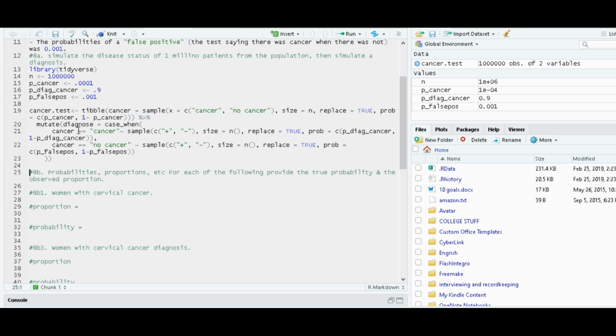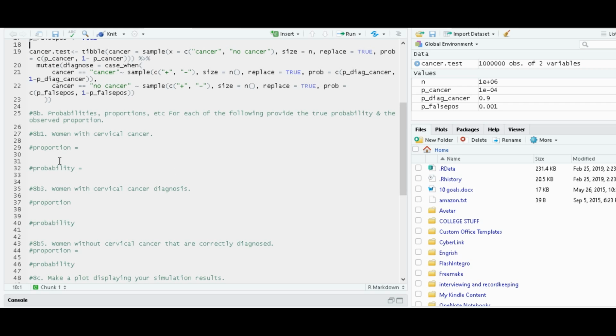Now that we have added our diagnose variable, we have made a simulation of diagnosing the population, whether that population has cancer or doesn't have cancer, and we've also simulated whether or not there's cancer. So on to the maths of this. For proportions, we are going to want to subset our data. So we want the number of women with cancer. The number of cancer from our simulation is going to be, you're going to want to count the subset.